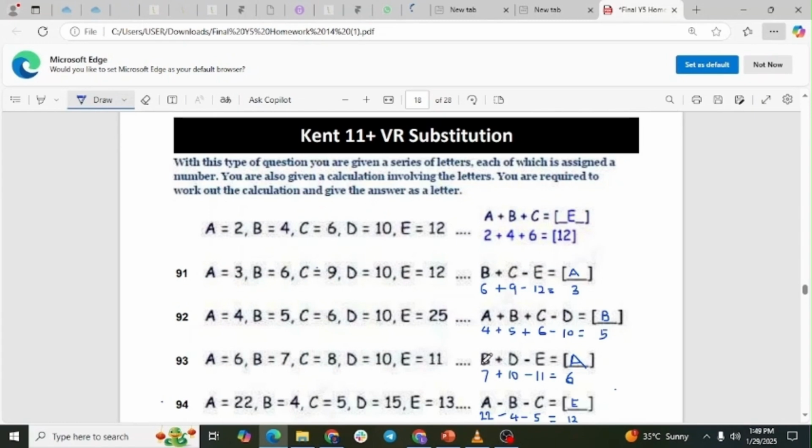VR substitution. Question 91. Calculation. B plus C minus E equals? Where B equals 6, C equals 9, E equals 12. Correct answer. A. Explanation. Substitute the values. 6 plus 9 minus 12 equals 3. The result corresponds to A equals 3.